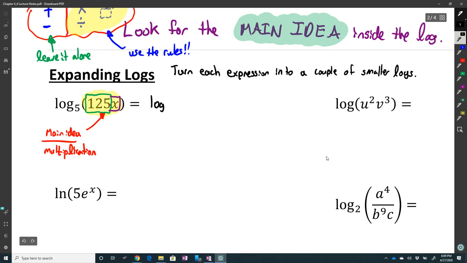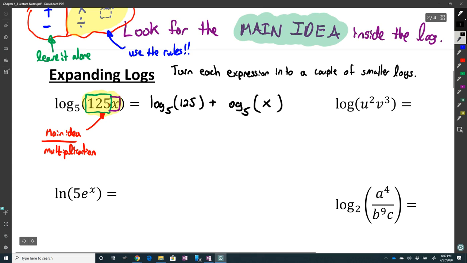This is log base 5 of n, and it's multiplication, so that means that I split it up with addition. Log base 5 of n. The 125 goes here, and then the x goes there. There you go. You split it up. These 2 expressions are exactly the same.